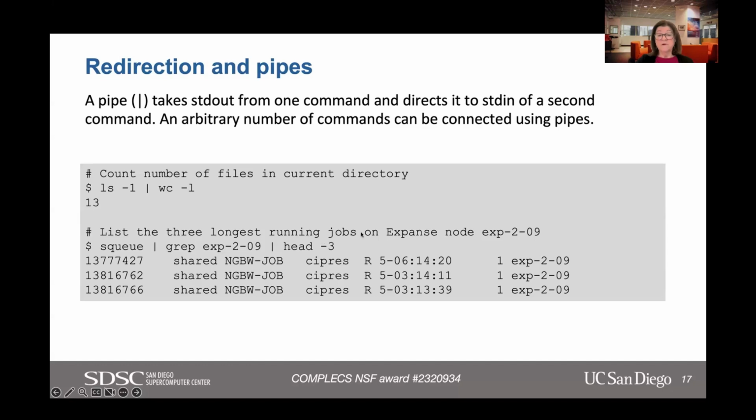Or I want to look at the 3 longest running jobs running on Expanse, on node Expanse-2-09. So I run squeue, that's the command. I grep, remember grep is looking for a string, and I grep for this string Expanse-2-09. If it's unique, you don't need to quote it or anything like that. We'll talk about quotes at the end of this talk. And then look for the first 3. If you want the last 3, you do tail. So head and tail are also very useful. But here we get the list of the first 3 longest running jobs, excuse me, on Expanse.